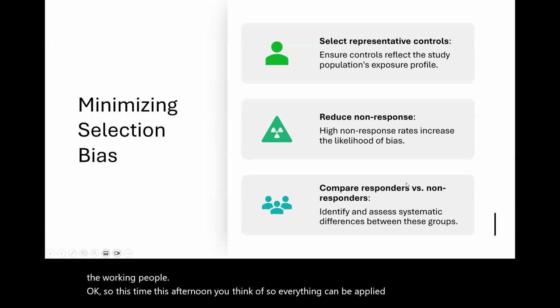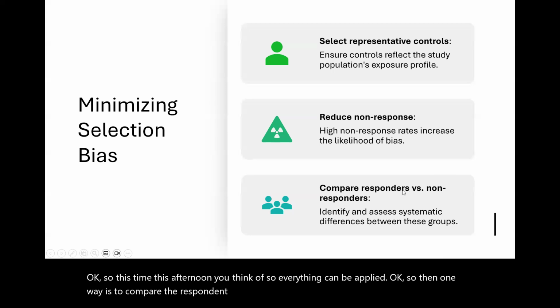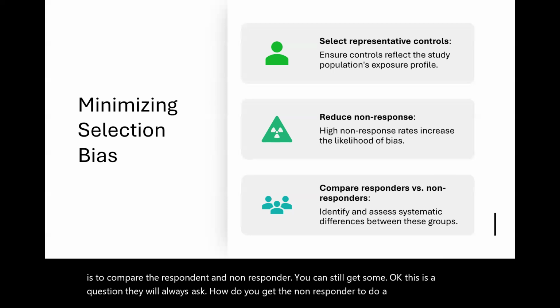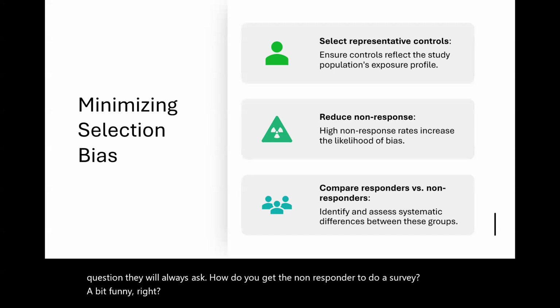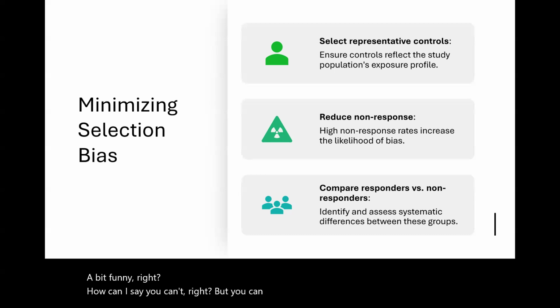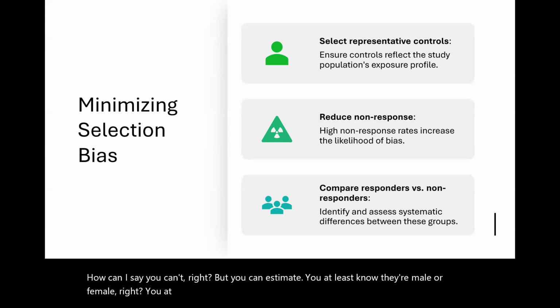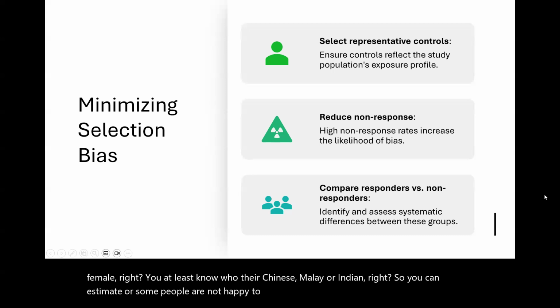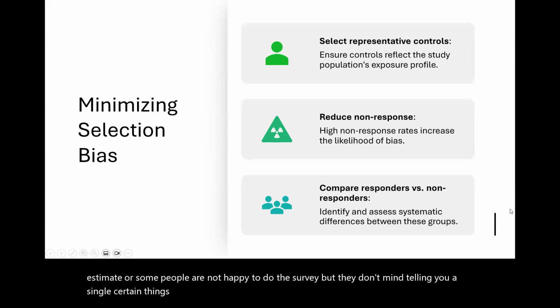Okay, so then one way is to compare the responder and non-responder. You can still get some, okay, this is a question they always ask. How do you get the non-responder to do a survey? Be funny, right? How? The answer is you can't, right? But you can estimate. You at least know they're male or female, right? You at least know whether they're Chinese, Malay, or Indian, right? So you can estimate. Or some people are not happy to do the survey, but they don't mind telling you certain things.